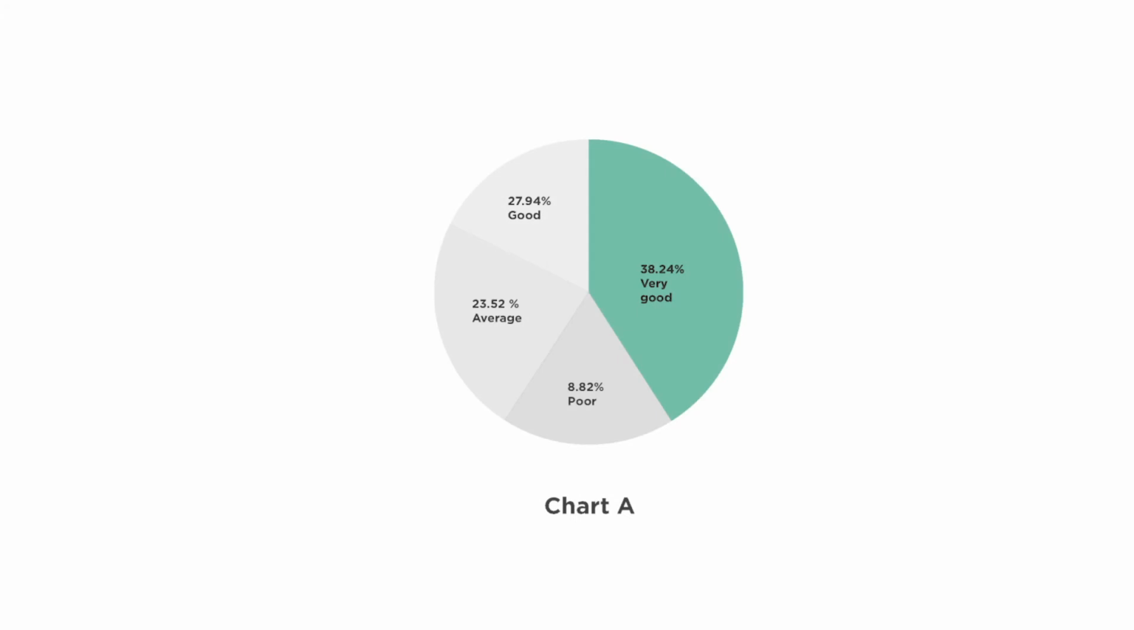Which chart communicates the insight the best? Well, the short answer is it depends. The pie chart answers the question, what percentage of respondents consider their skills in Python to be poor, average, good, or very good? In this case, the differences in proportions are easy to spot for a single question.